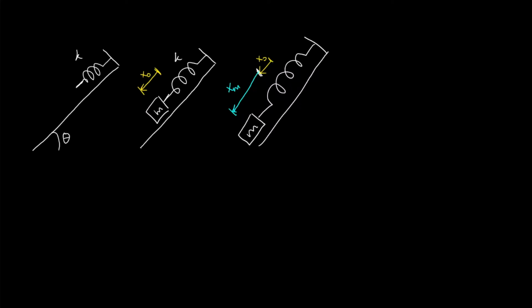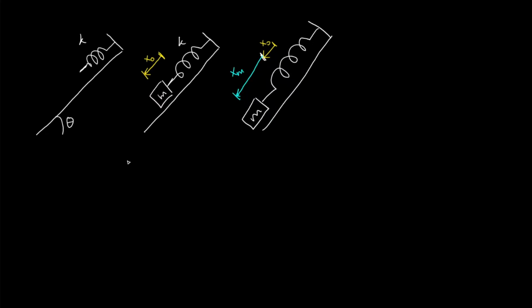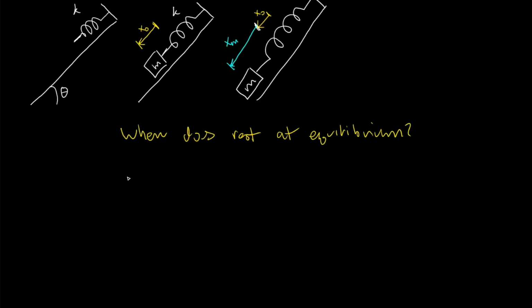And we want to find two things. Where does the box rest at its equilibrium position? And what is the period of that oscillation after we pull it down and release it? We'll start with this first question.